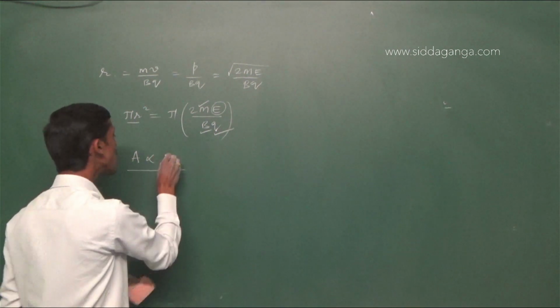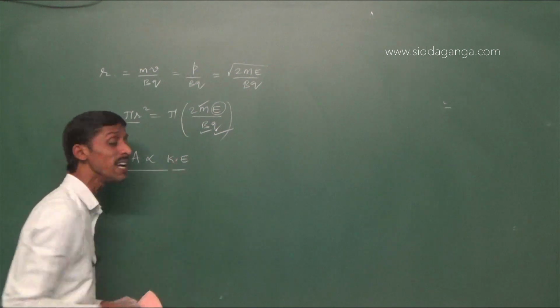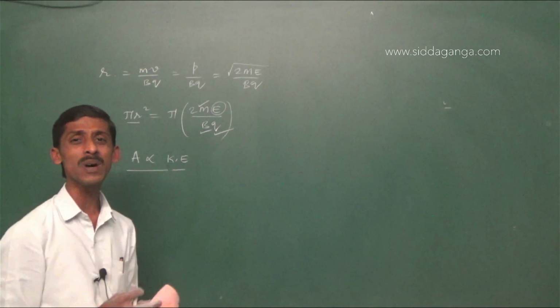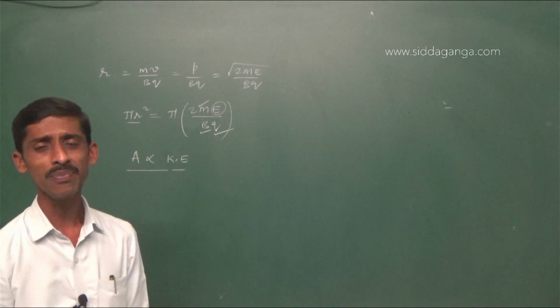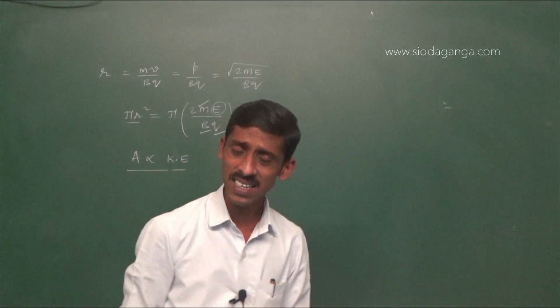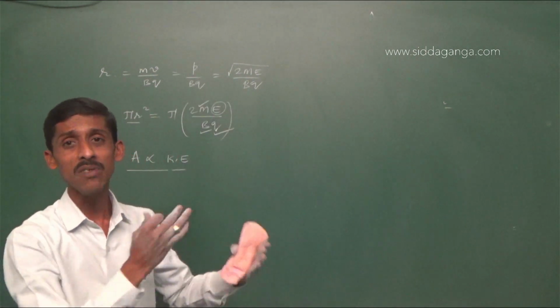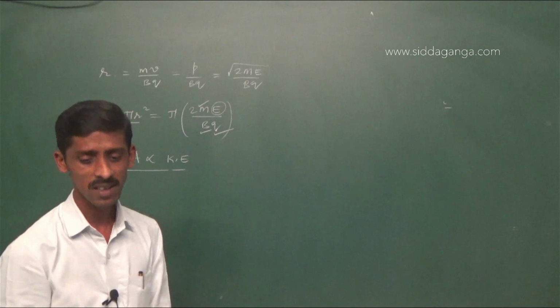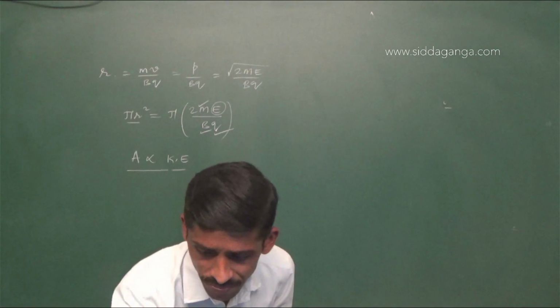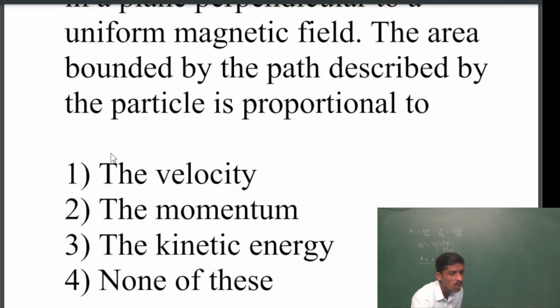So what does the area of the loop indicate? What does the area of the circular path indicate? Kinetic energy. The larger the area, the larger the kinetic energy of the particle with which it entered. So the area bounded by the path described by the particle is proportional to kinetic energy.